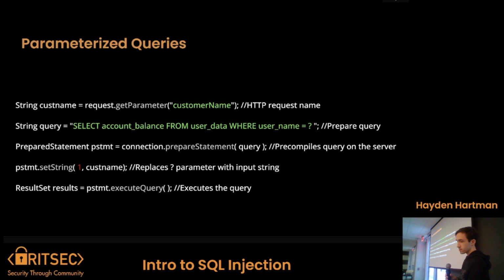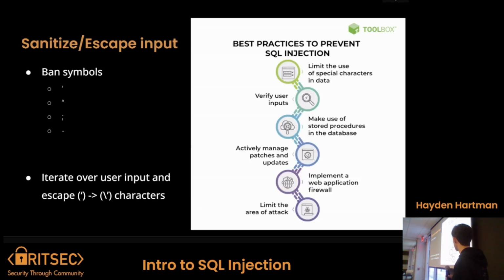Another thing you can do is sanitizing, escaping, like I said before. You can ban symbols, or I don't know entirely how it's done, but this is just what I'm assuming is a possibility: iterating over their input, and if you find a character like a single quote or any other things that could cause issues, just escaping them, replacing them with their escape variants so they actually work in a string.